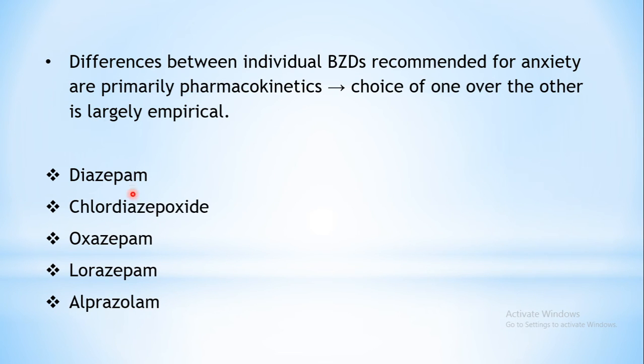If you consider the individual drugs, the differences are only pharmacokinetic, the main properties remain the same. So choice of one drug over the other is largely empirical, that is depending upon the experience and the situation of that person and the symptoms which are seen. So you can choose among the drugs which is best suitable for that particular person out of these: diazepam, chlordiazepoxide, oxazepam, lorazepam and alprazolam. They only differ in their kinetic properties. That's what we have also seen under the sedative hypnotic chapter in detail.